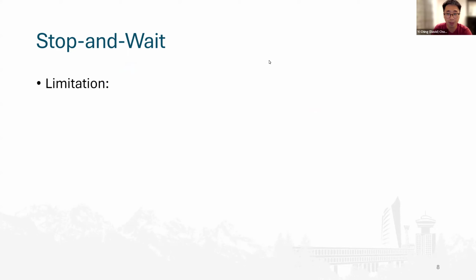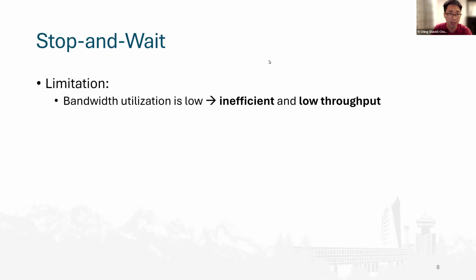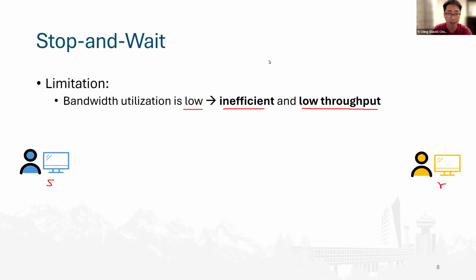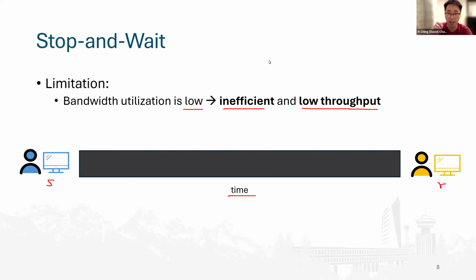Now, if you see from this example, we will see that there's a limitation for the stop and wait. The bandwidth utilization for the stop and wait is too low, and this can lead to inefficiency and low throughput. So here's one way that we can visualize the bandwidth utilization for the stop and wait. We have a sender and we have a receiver here, and this is the time. This is the time from when the sender sends the first packet until the sender receives the first ACK.